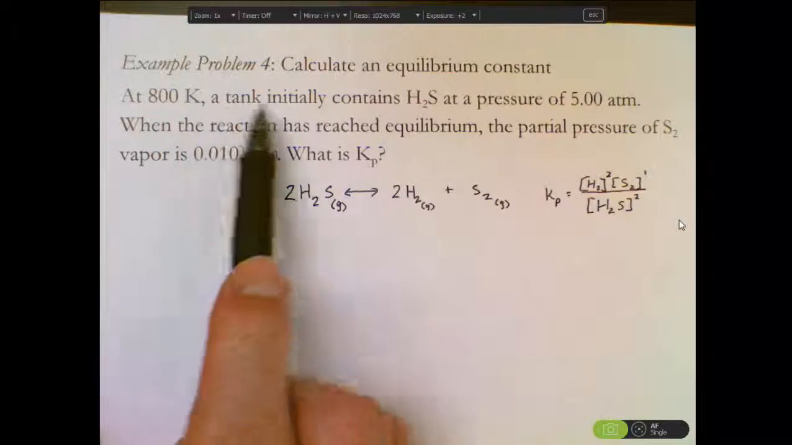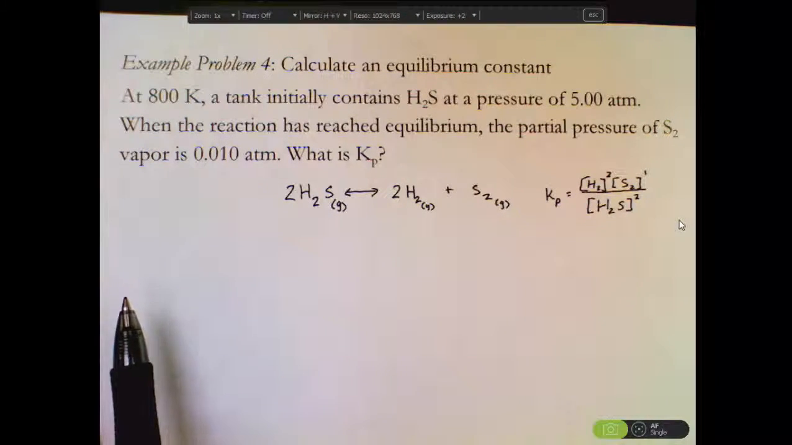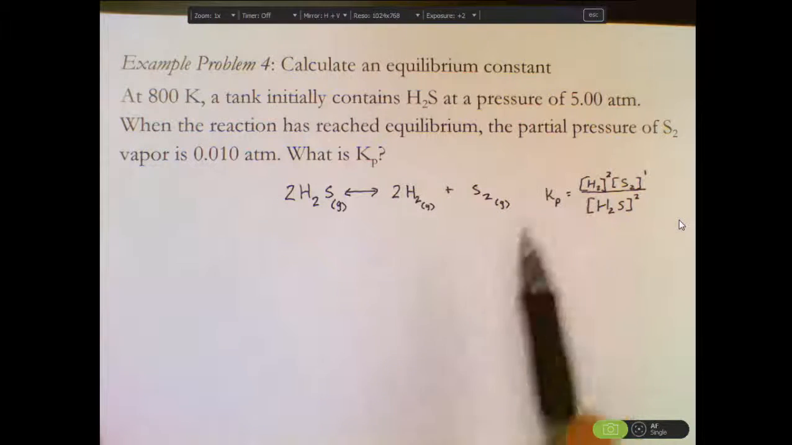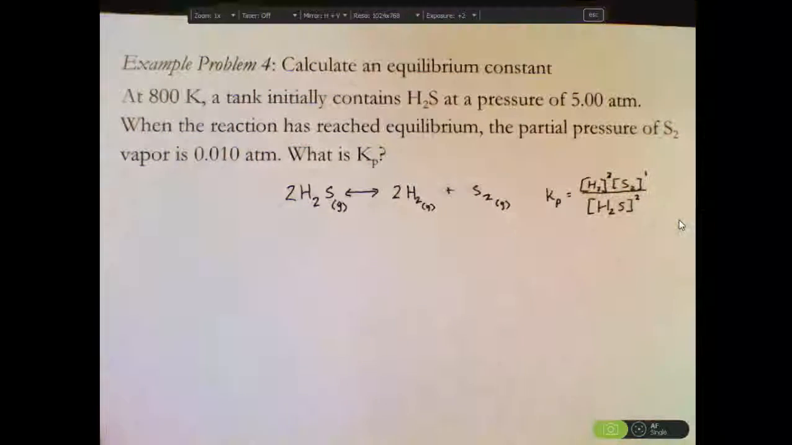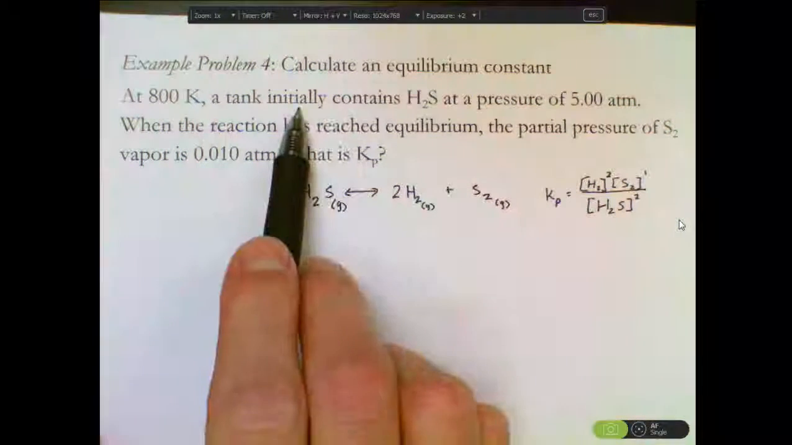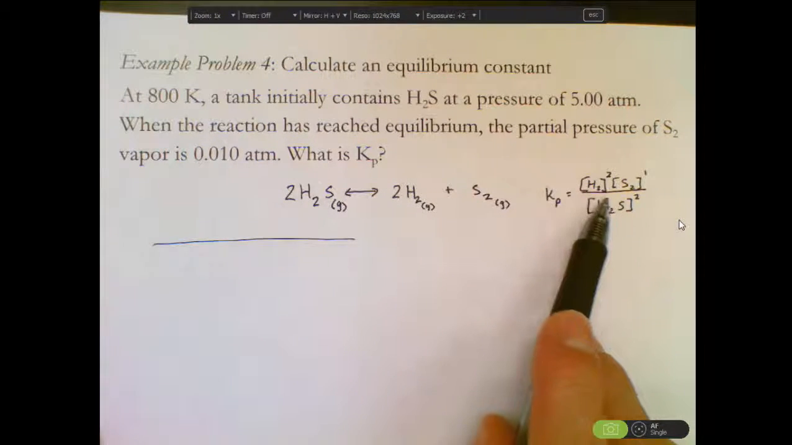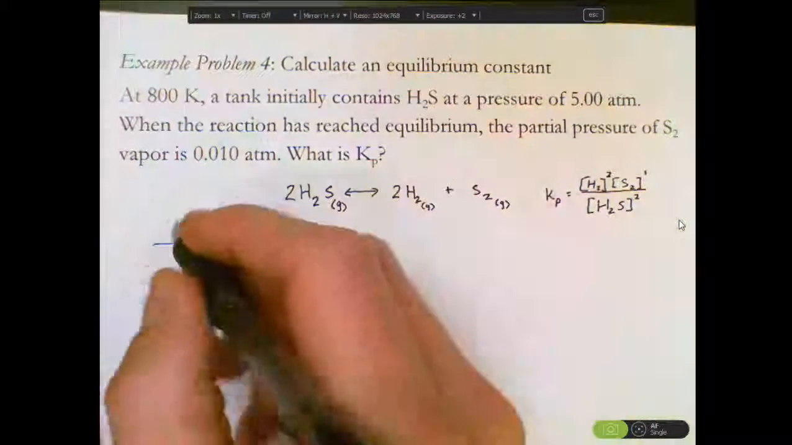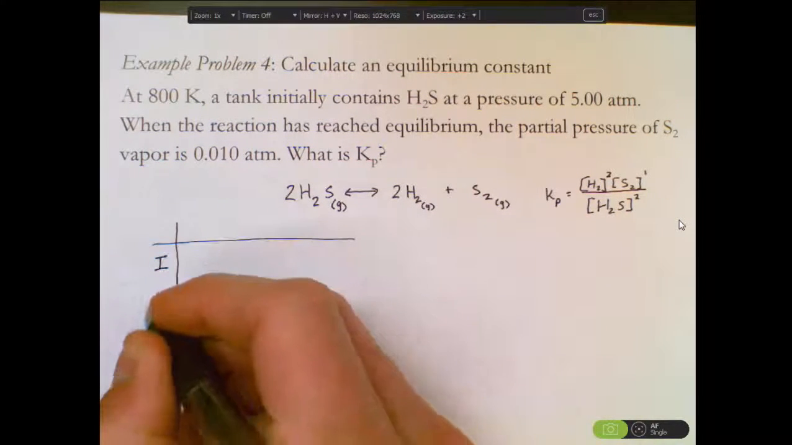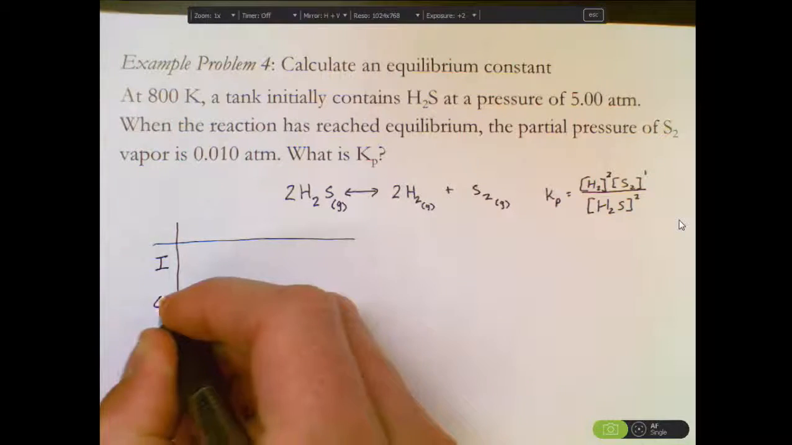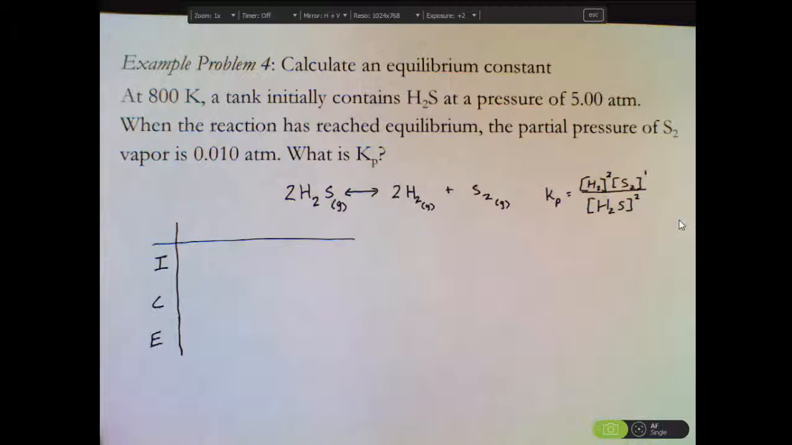Then, since this says it initially contains this pressure of gas, we can solve an equilibrium expression with pressures just like we can with concentrations. We just sub the pressures into the appropriate square brackets. But since it says an initial pressure, we're going to need to do an ICE table because we can only put equilibrium values inside of an equilibrium expression. So I need my ICE table: I for initial concentration or pressure, C for change in the pressure or concentration, and E for equilibrium values.